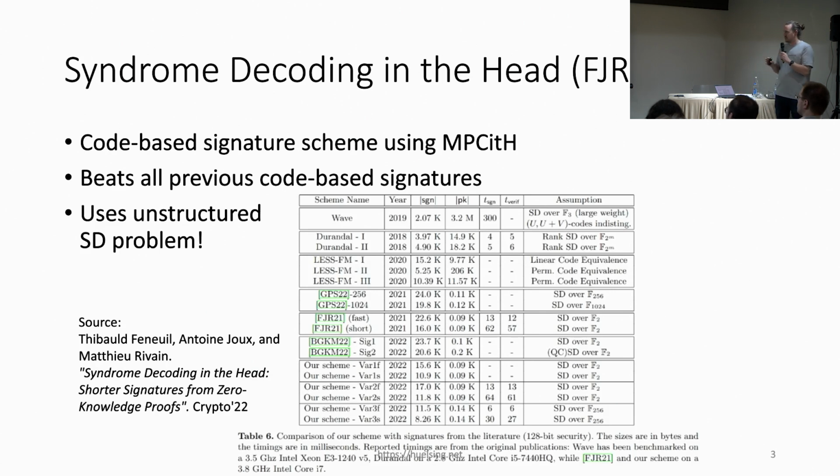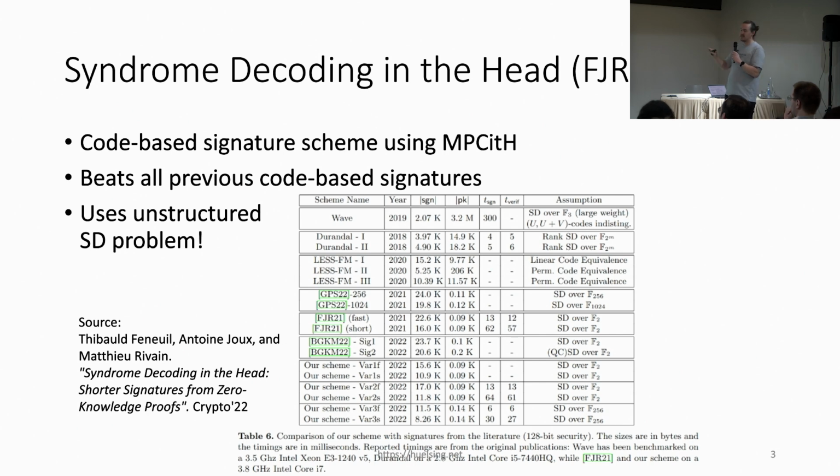Before I explain to you how this works, why is this whole thing interesting? One example is the syndrome decoding in the hat signature scheme from, I will not pronounce these French names because I will just butcher them. But this appeared at Crypto 22, and it is a code-based signature scheme which uses this MPC in the hat approach. And this actually beats all previous code-based signatures in terms of performance, if you look at overall performance. There are in some dimensions schemes which might be a little bit better, but if you look at the overall thing, nothing comes really close.